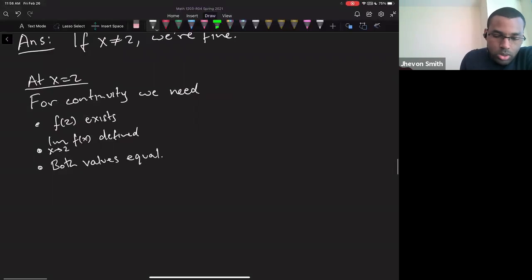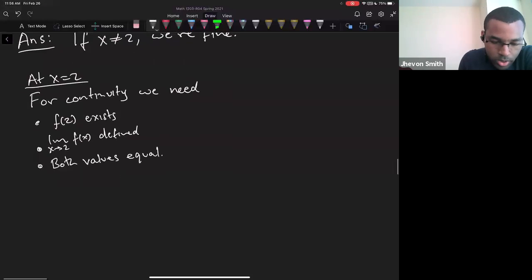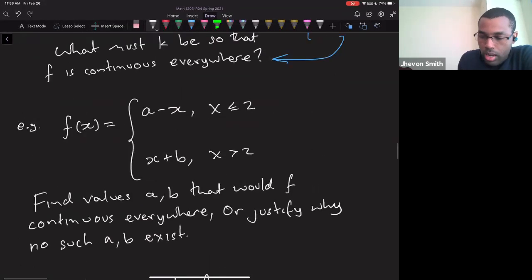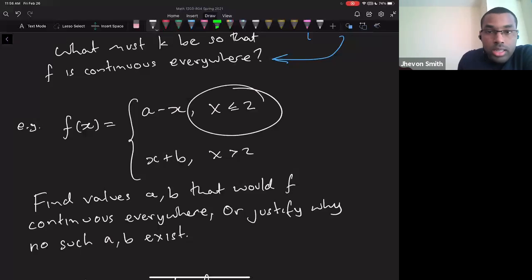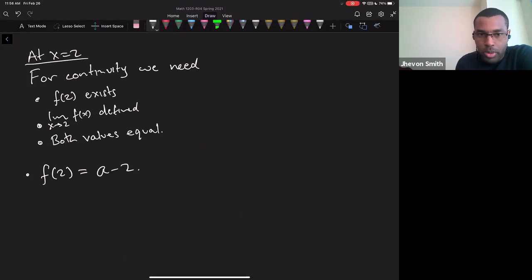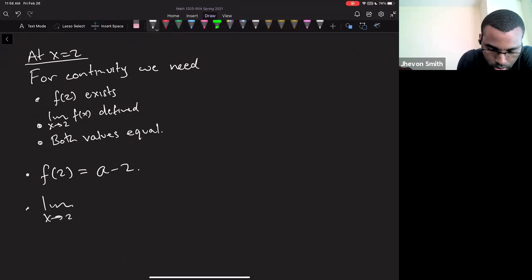Okay, so here what you can do is tackle the first one and ask, what is f of 2? Well, notice that here is the line that corresponds to x being equal to 2. So I would just plug in 2 right there. f of 2 is a minus 2. Now I don't know what a is, but I know that's going to be the expression. Then I'm going to talk about the limit as x approaches 2.